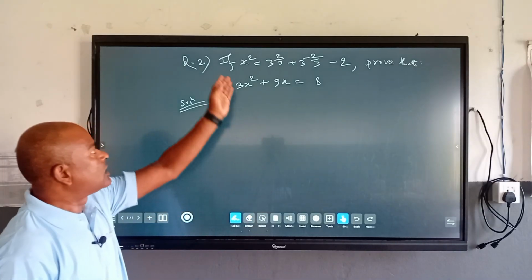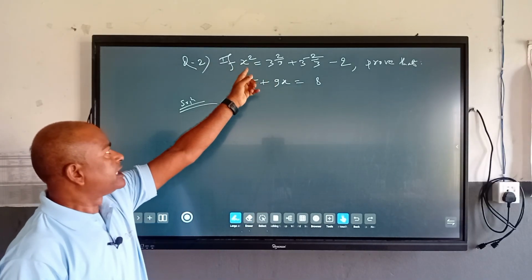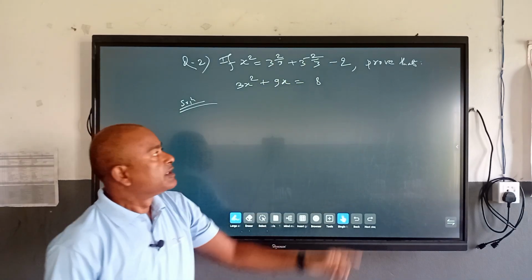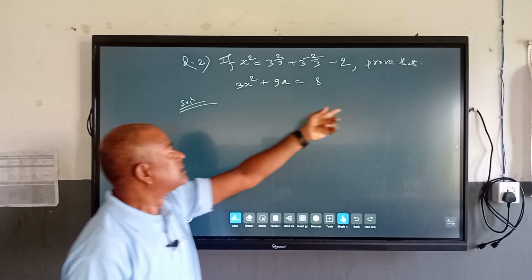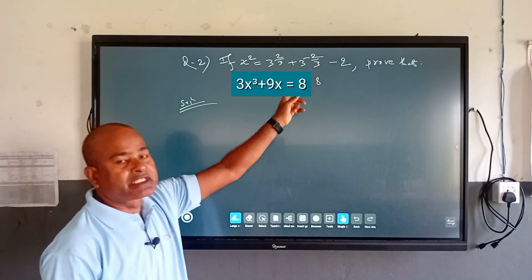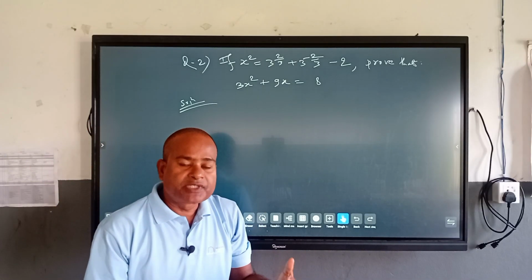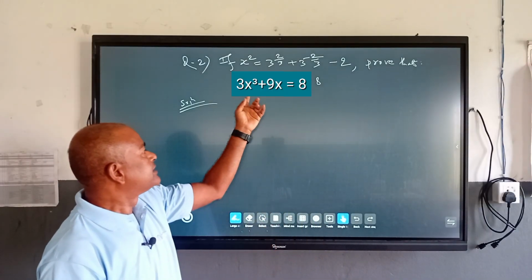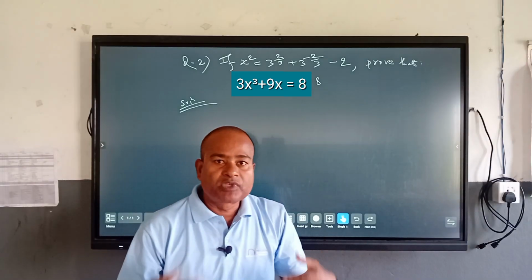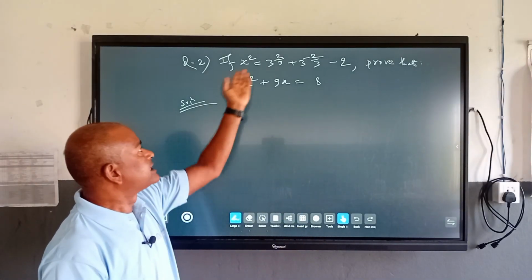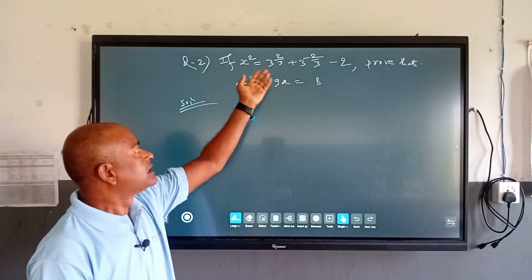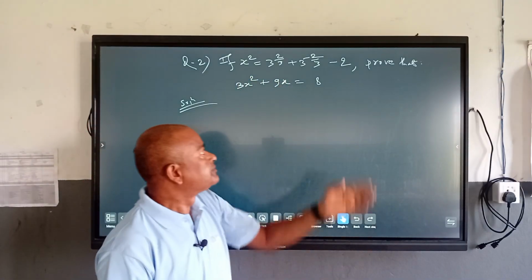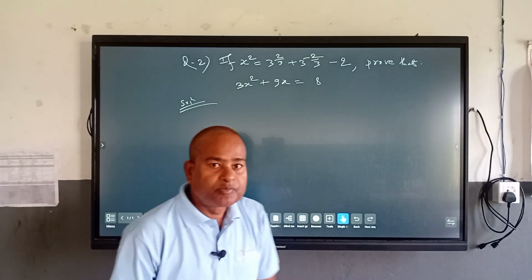Dear students, our question is: if x square equals 3 power 2 by 3 plus 3 power minus 2 by 3 minus 2, prove that 3x square plus 9x equals 8. So dear students, in this question, we have to prove that 3x square plus 9x equals 8 if the value of x square is given as 3 power 2 by 3 plus 3 power minus 2 by 3 minus 2. So let's prove it.